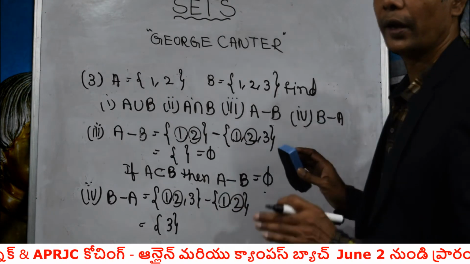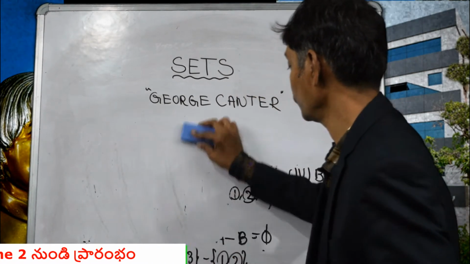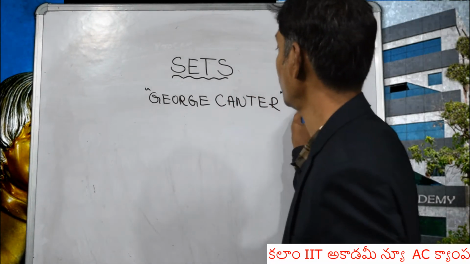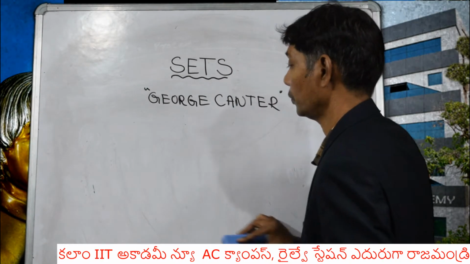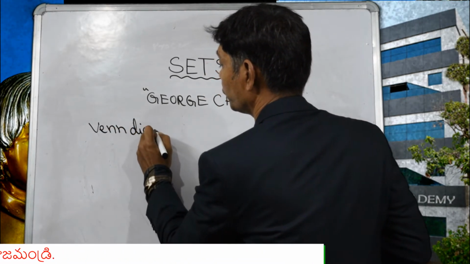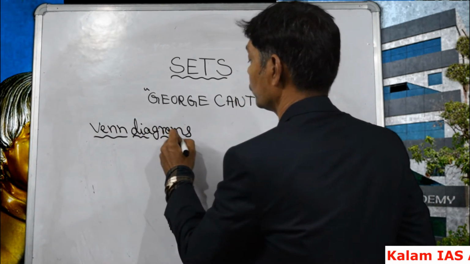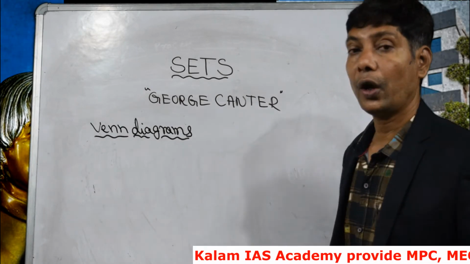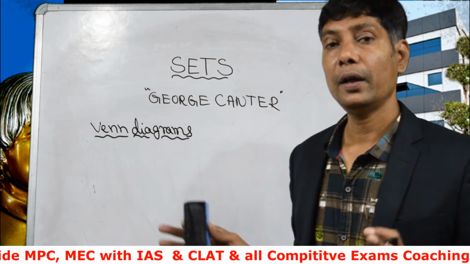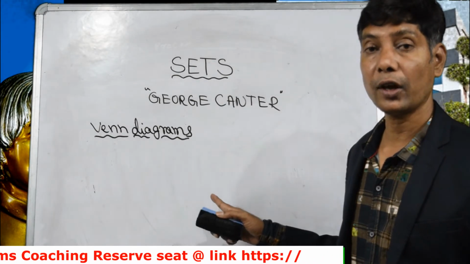Now you go for another important topic: Venn diagrams. In Venn diagrams, we already said that A union B, A intersection B, A minus B, B minus A. Now you can find these using Venn diagrams also.